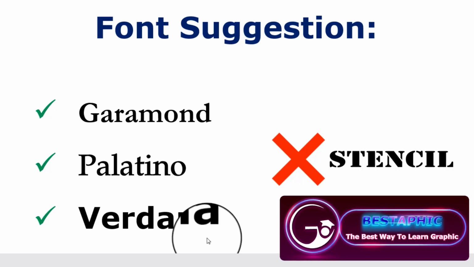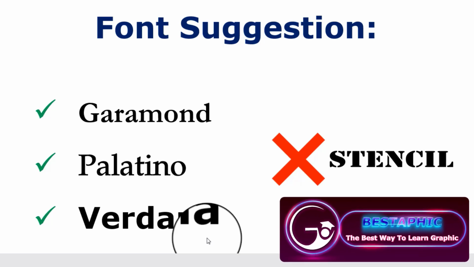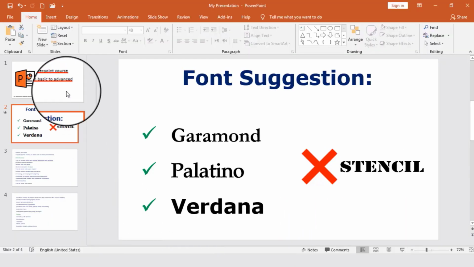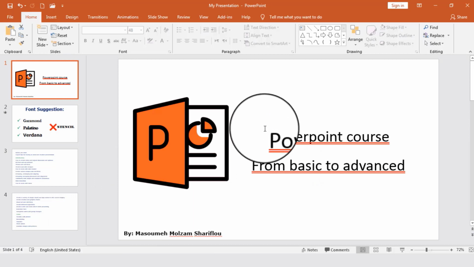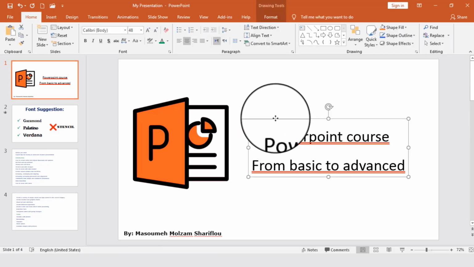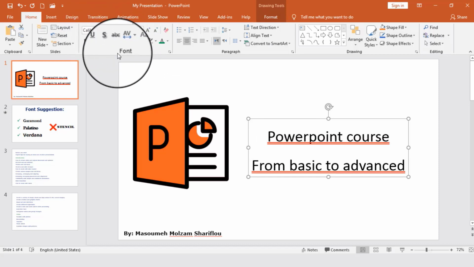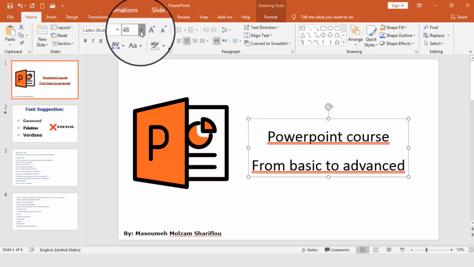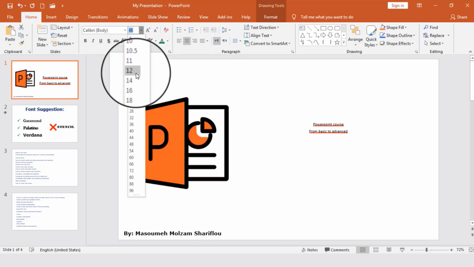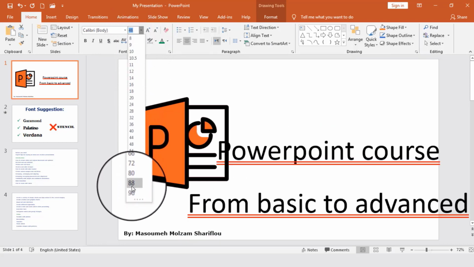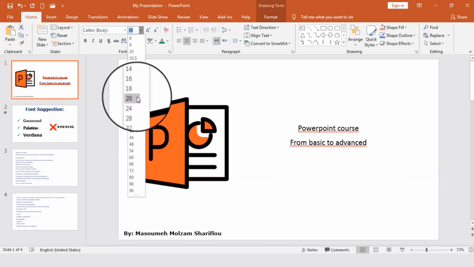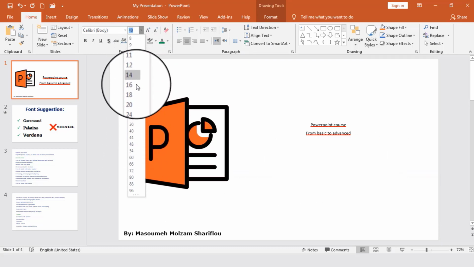Now let's get back to studying the different options of the font section from the Home tab. When you select the text from the slides of your presentation, the different options become active. The next section is the font size menu. When you open this menu, there are some numbers here. When you choose them, your written text will be changed based on that size.